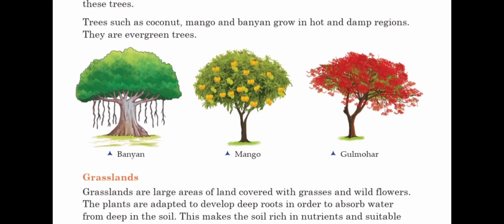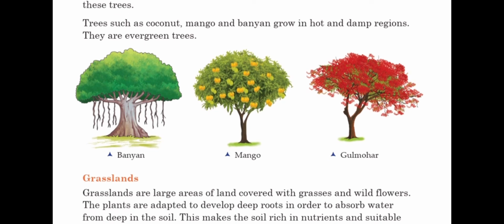Trees such as coconut, mango and banyan grow in hot and damp regions. They are evergreen trees.